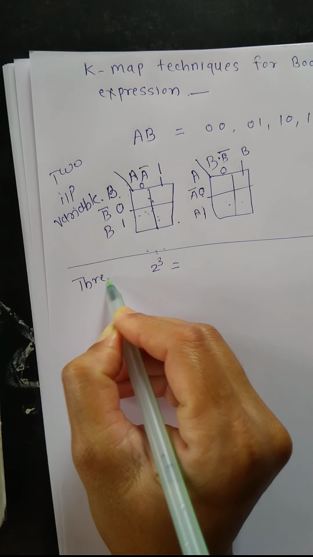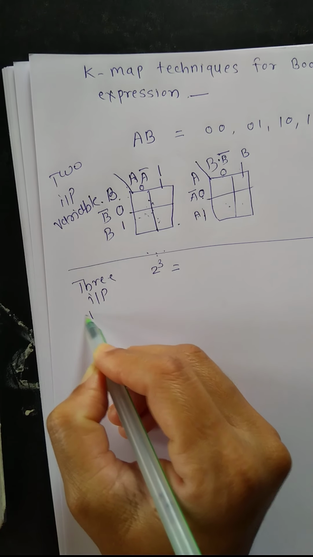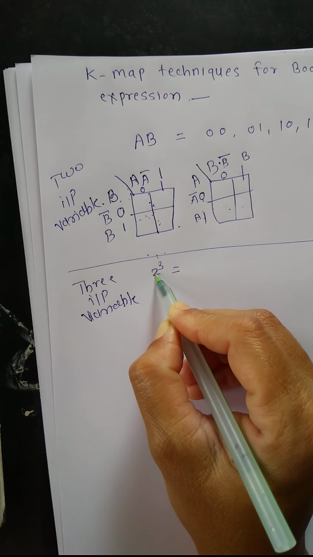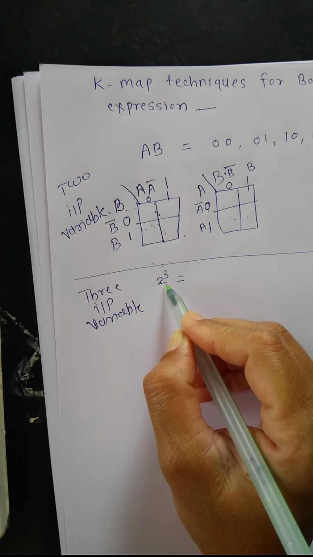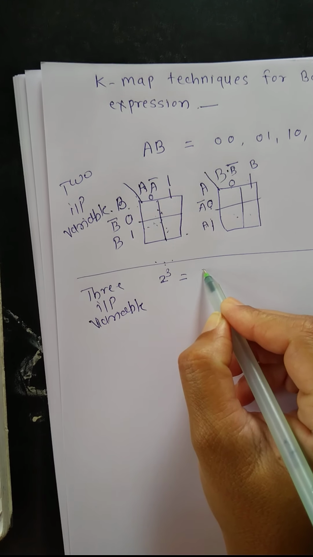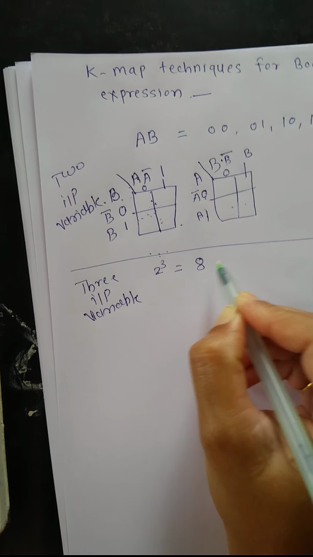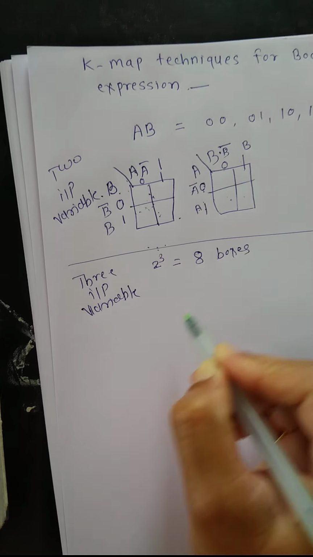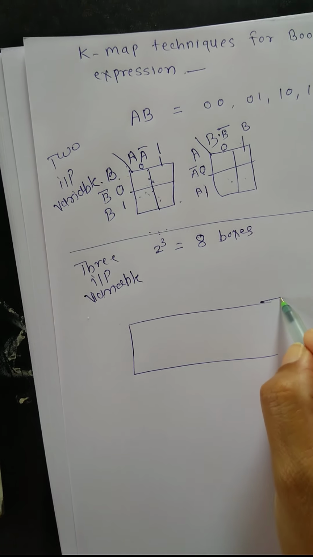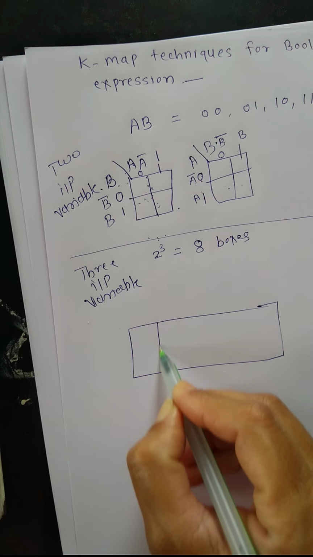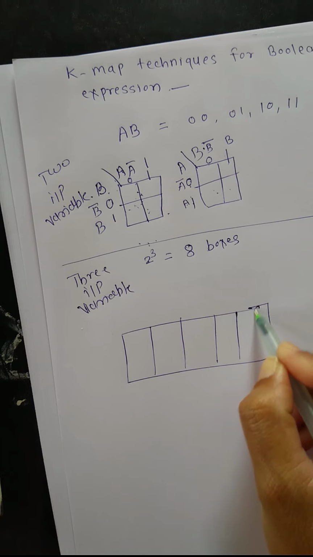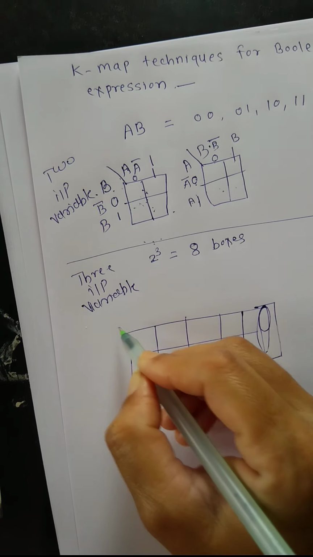Then the 3 input variable structure. In this there are 3 inputs in an equation or in a truth table. For those 3 variables, 8 boxes are required. So this 3 variable structure we represent in three different ways. So there are 8 boxes.